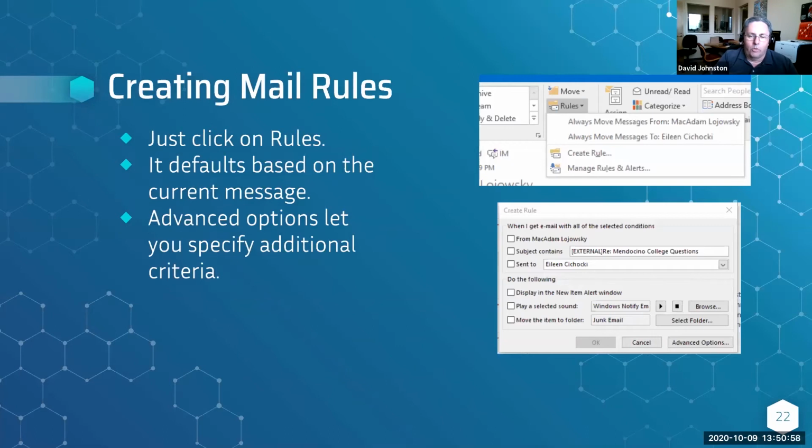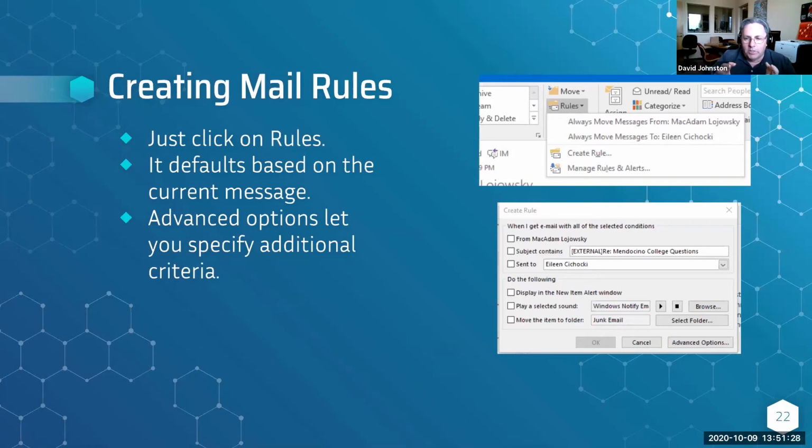So the way mail rules work is up at the top, you see rules. And then you'll notice the top two choices there. That had to do with the email that I was in when I clicked on rules. It was an email from Mac to me and Eileen. So automatically it says, okay, do you want to create a rule for messages from Mac or the messages that are going to Eileen? I could just pick one of those, and then I could create my rule.